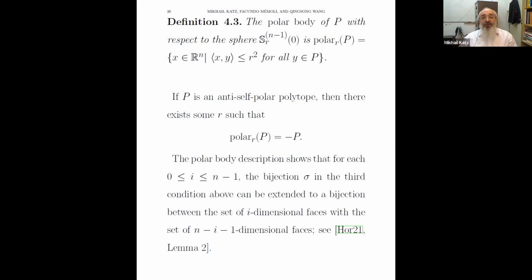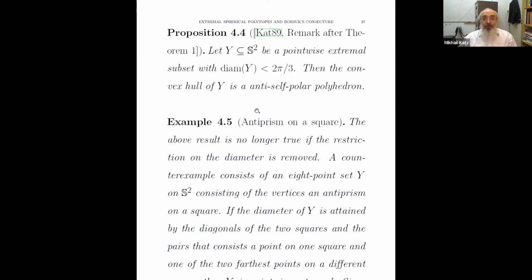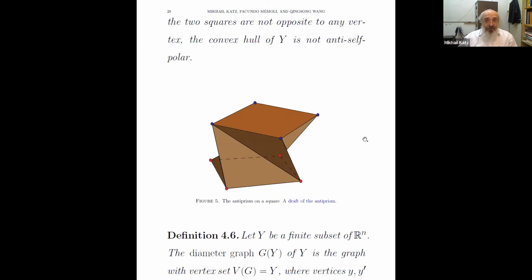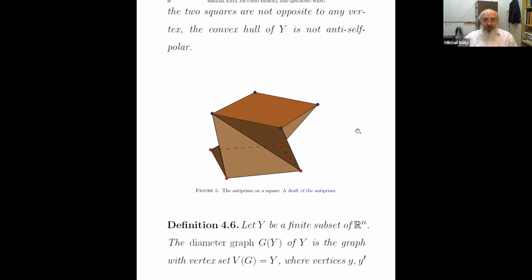And these are the interesting configurations. Lovász proved some interesting things about it. By the way, if you don't assume this diameter bound, then the extremal configurations are not necessarily self-polar. But within this diameter, they are necessarily self-polar. Because of this example of an anti-prism, I don't know how successful this picture of an anti-prism is, but in any case, it's a counterexample showing that a diameter extremal configuration is not necessarily anti-self-polar. Okay, so much for that.